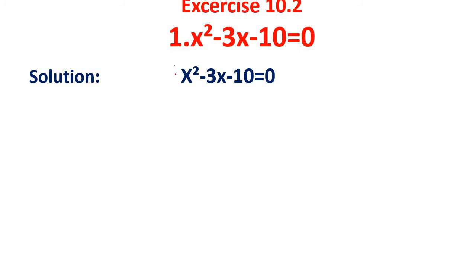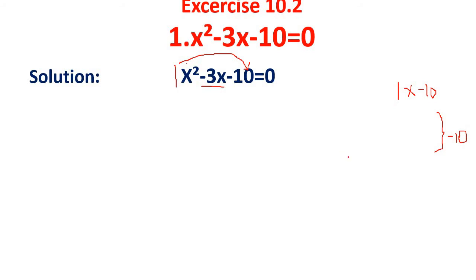Here the coefficient of x square is 1, and we have to multiply the coefficient of x square with the constant term, which is nothing but minus 10. So we have to get 1 into minus 10. 1 into minus 10 is minus 10. So we have to find the factors of minus 10, so that we have to get the middle term minus 3.